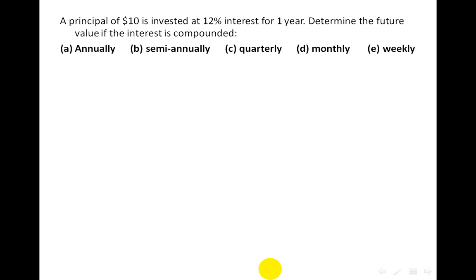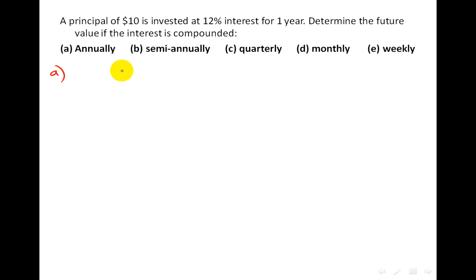So let's say this example, a principal of $10 is invested at 12% interest for 1 year. Determine the future value if the interest is compounded annually, semi-annually, quarterly, monthly, or weekly. Okay, first let's start with the annually.